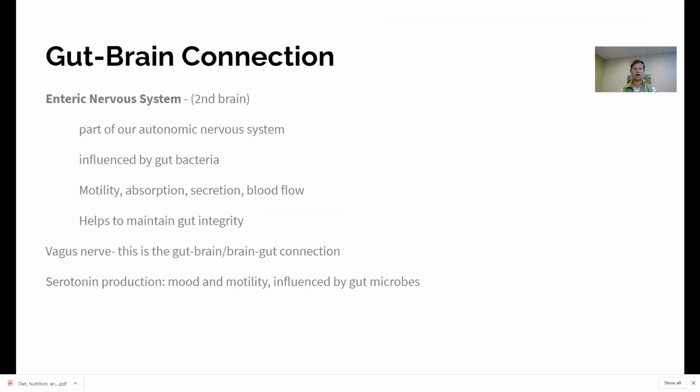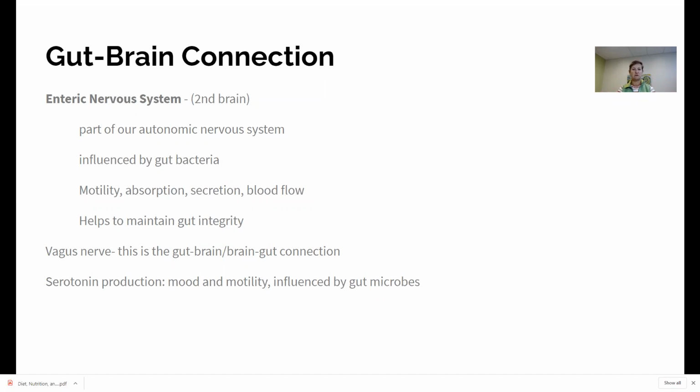Moving on to the gut-brain connection, there is something to really think about here called the enteric nervous system, and sometimes that's called the second brain. It's part of our autonomic system, the part where our heart beats and we breathe, those kinds of things, without necessarily having to think about control. Certainly we can impact that, but if we were unconscious, that would still happen.